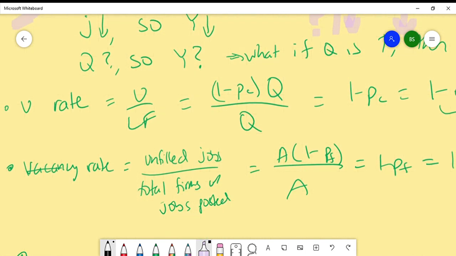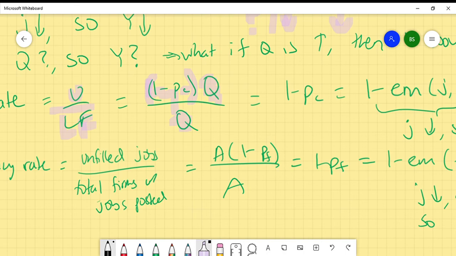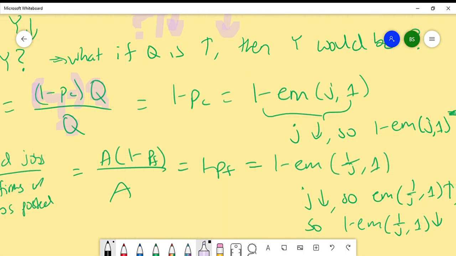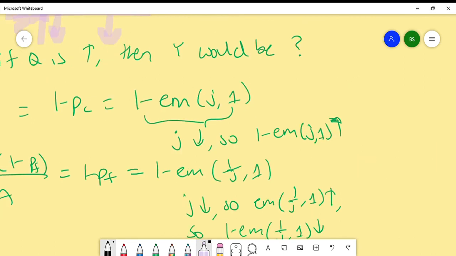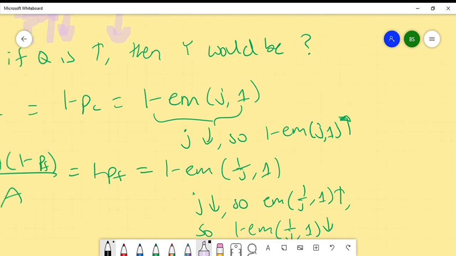Now for the unemployment rate. Your unemployment is U over LF. U is the people in the labor force who do not get a job, so the probability of not finding a job, 1 minus PC times Q, equals 1 minus EM(J, 1). Here we know that J decreases, so this entire thing increases, so the unemployment rate increases.